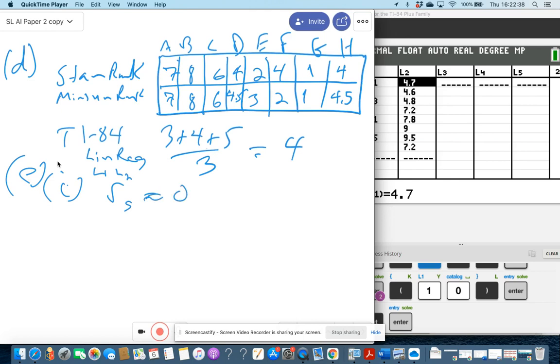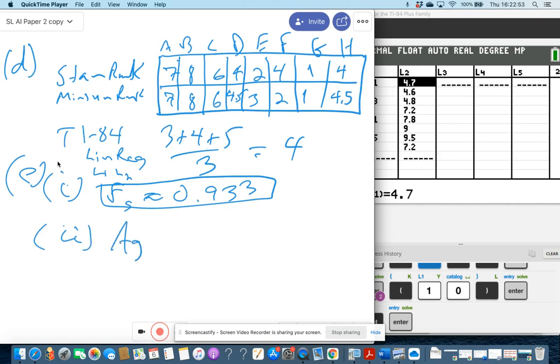About 0.933. So that's even stronger correlation than I had with the Pearson's. Okay, so I would say they agree on ranking. You know, there's a very strong agreement on ranking, very strong correlation. Okay, they agree very strongly.